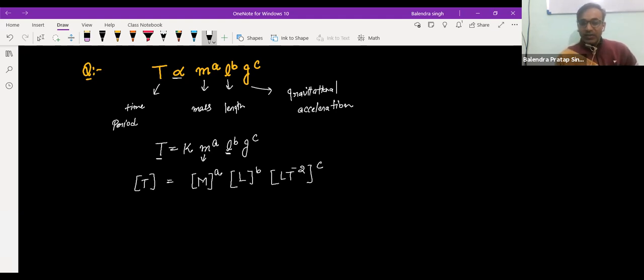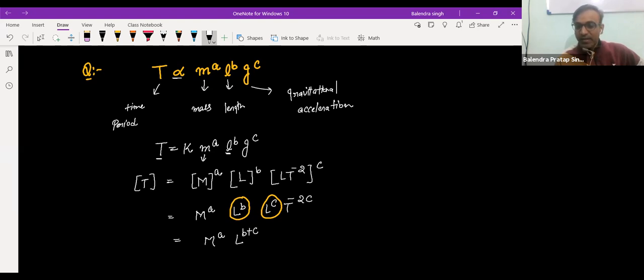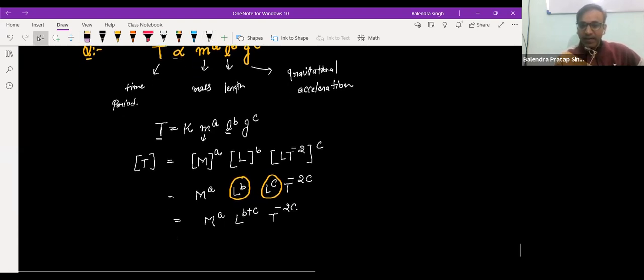Okay, so let's do a little bit of calculation. M raised to the power a, L raised to the power b, and here L raised to the power c into T raised to the power minus 2c. Now there are two terms, L raised to the power b and L raised to the power c. If you multiply these two terms, you get M raised to the power a, capital L raised to the power b plus c, and capital T raised to the power minus 2c. And on the left-hand side, the value is capital T.